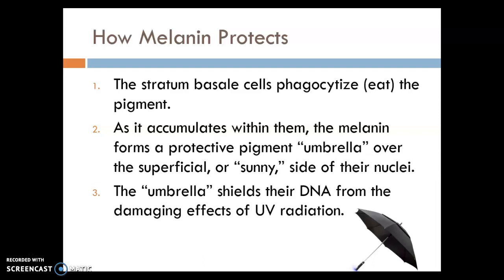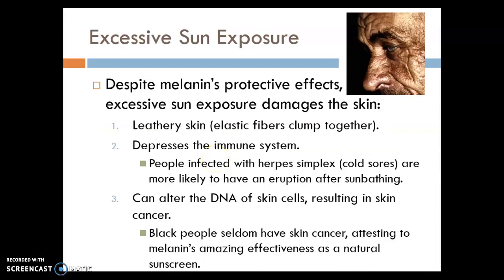Well, stratum basale cells phagocytize, or eat, the pigment, and it accumulates within them, and then it forms this protective umbrella over top of the lower layers of your skin, and that's what prevents any penetration of UV light.